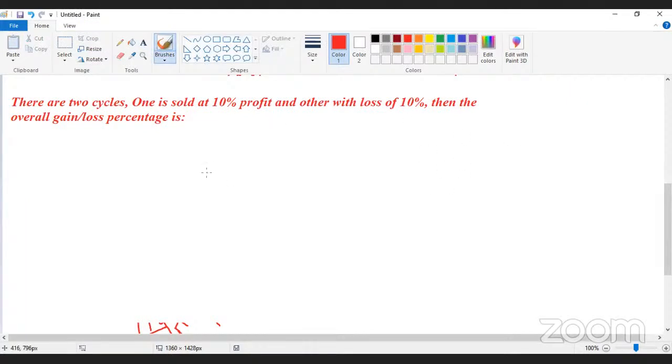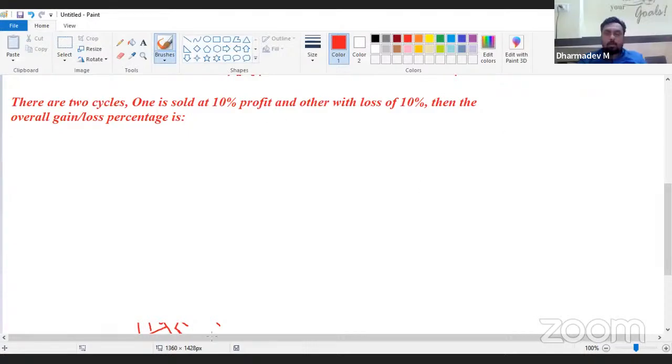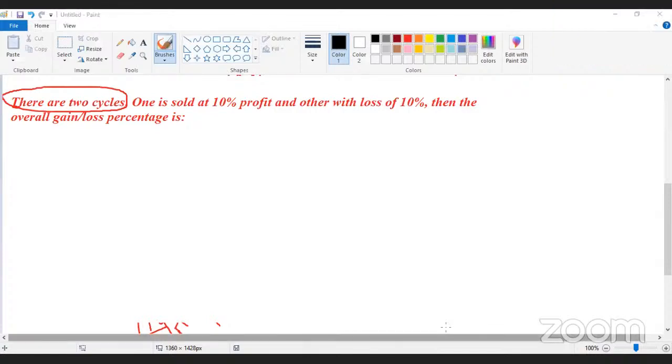So just make some kind of picture as I drew right now, A to B, B to C, like that. Read the question and then draw it. Don't do it without drawing. Okay, there are two cycles. This is your clue. So solve it, get the right answer. If you get it, then that is well and good. I'll give you 1 minute of time. The question is very simple, but still you have to understand the logic.